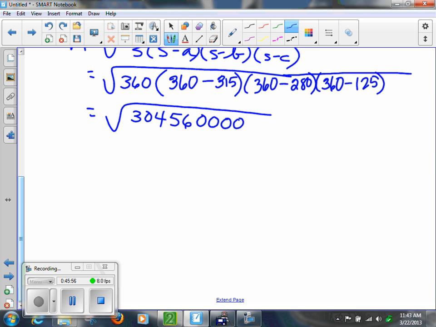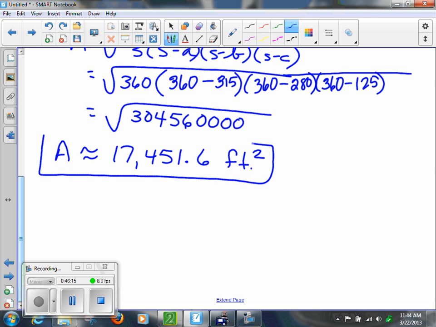And then, what do we have to do? That's not my value. Take the square root of that value. And when you do, you're going to get approximately 17,451.6 feet squared. What in the world? Now again, do any of you think, that's huge? But put it into perspective. Look at your side measures. Your side measures are 125 feet by 315 feet by 280 feet, right? So the numbers are going to be humongous, yes.